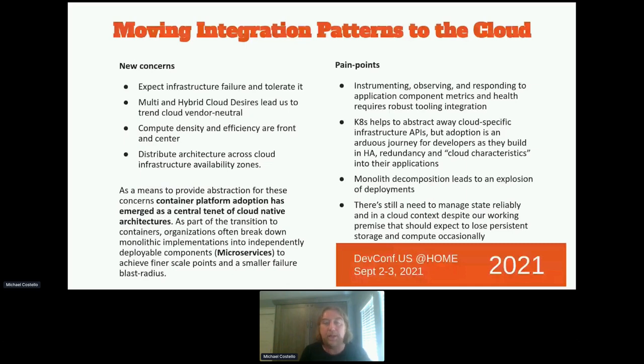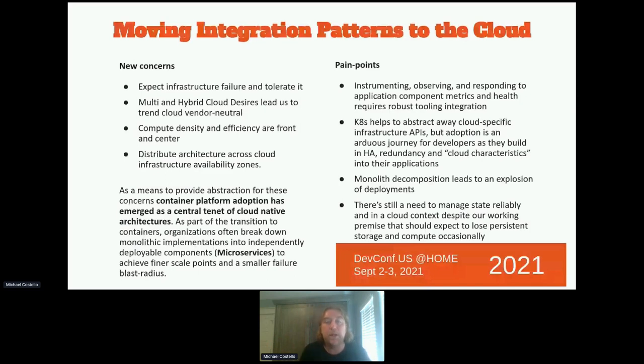And inevitably, we distribute architecture across cloud infrastructure and availability zones. One of the ways that people started attempting to handle this is an abstraction called the container platform, something that many people are familiar with now. And that's become a central tenet of our architecture.